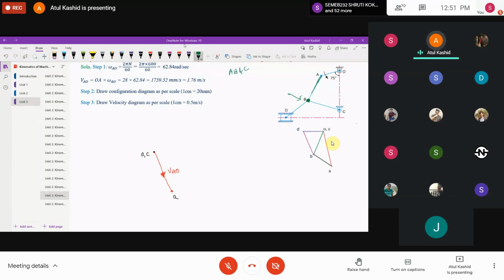अगर आप देखोगे तो ये AB और BC, right? इनके intersection से B point मिलता है. What is the another possibility of intersection? BD or BC, BD or BC, right? So what we'll do to identify the point B, we'll target now the link AB and the link BC, right?